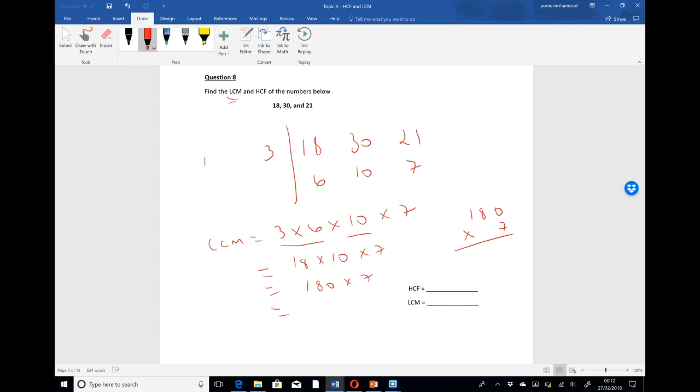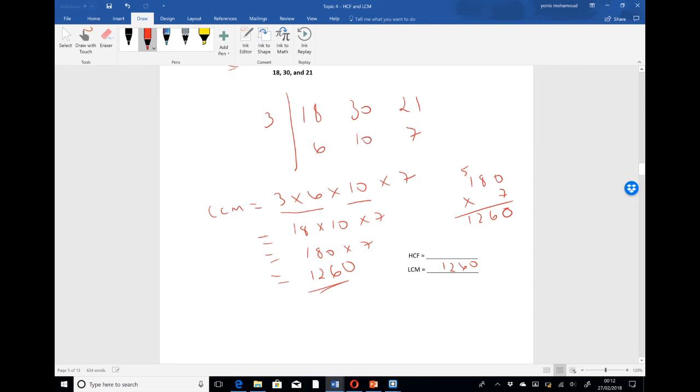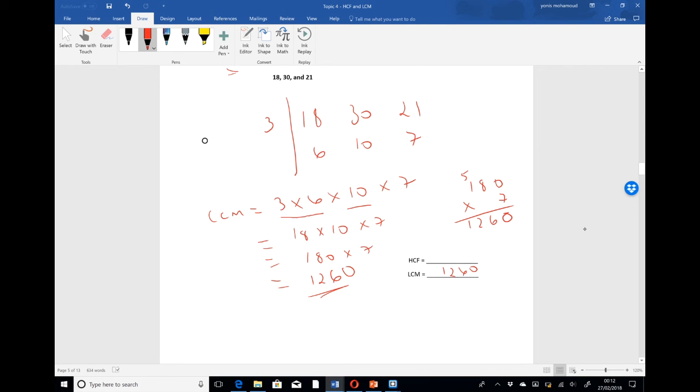So what's 0 times 7? It's 0. 7 times 8 is 56. So put the 6 down and carry the 5. 7 times 1 is 7, plus 5 is 12. So the lowest common multiple is 1260, and to find the highest common factor, you just look at the number which appears on the side of this inverse cake method, and we got a 3.